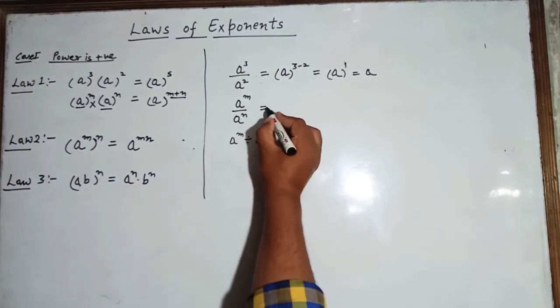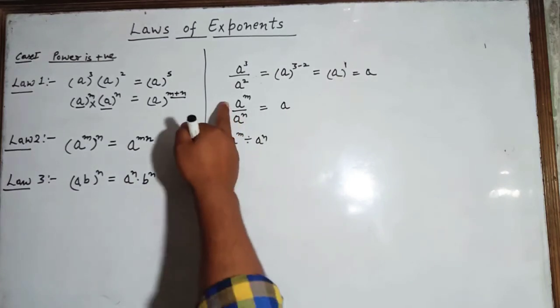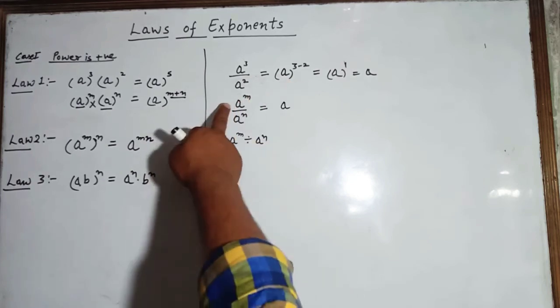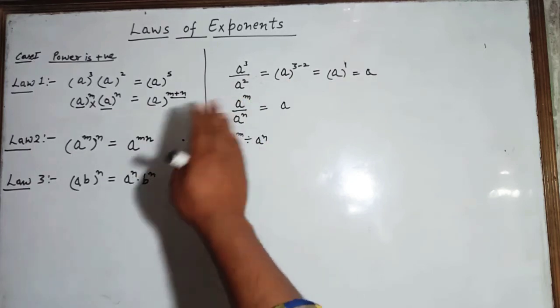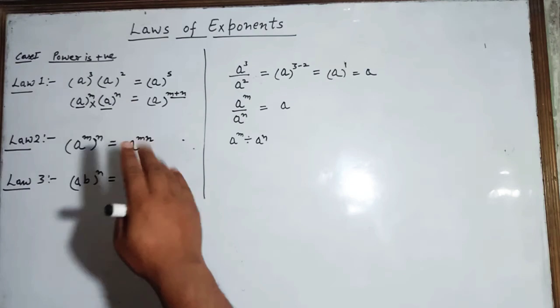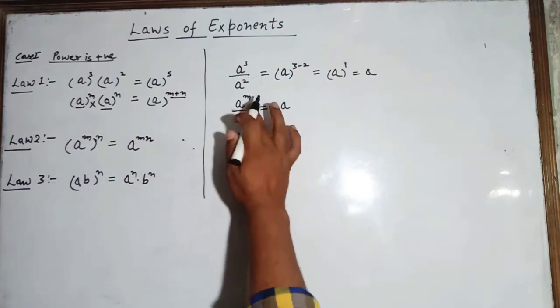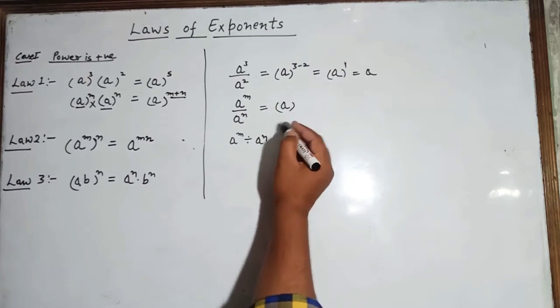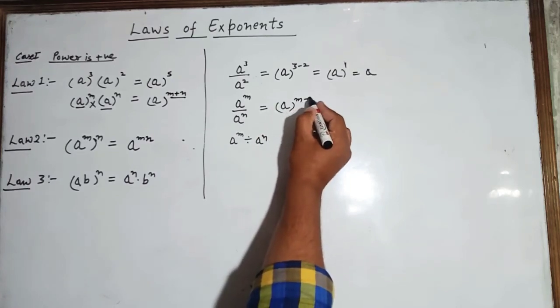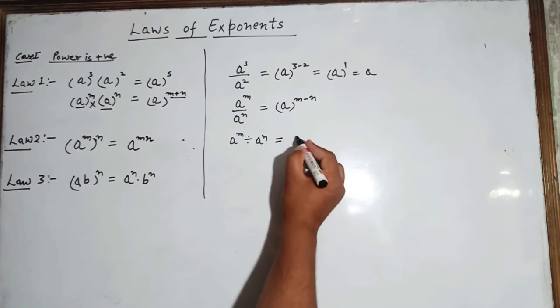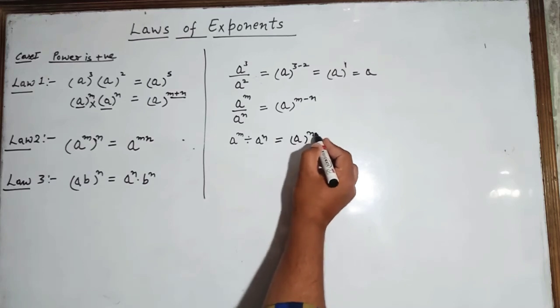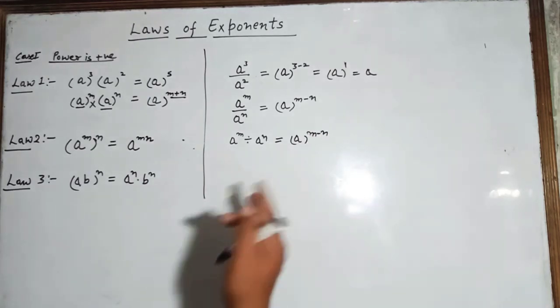This is the case when the bases are the same. If the bases are different, then we can't apply these laws. The base should be the same. So in division, what we can write is a to the power m minus n. This you will remember.